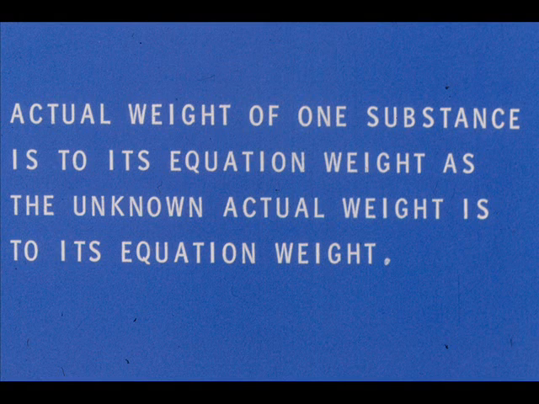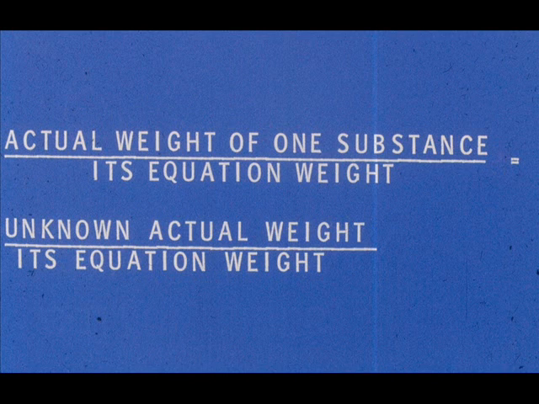We use this proportion. Actual weight of one substance is to its equation weight as the unknown actual weight is to its equation weight. This equation may be written: the actual weight of one substance divided by its equation weight equals the unknown actual weight divided by its equation weight. The procedure for this calculation is to write a balanced equation for the reaction involved.